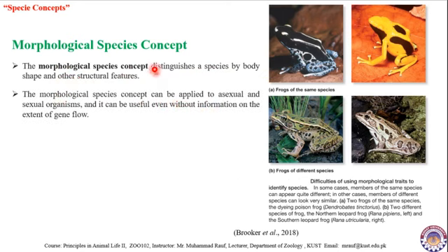And the advantage of using this concept to define a species is that it does not take into consideration the criteria of interbreeding, only the physical features, the physical similarities and differences. So you can classify asexual and sexual organisms. You can define those organisms and designate them into different species on the basis of this definition.